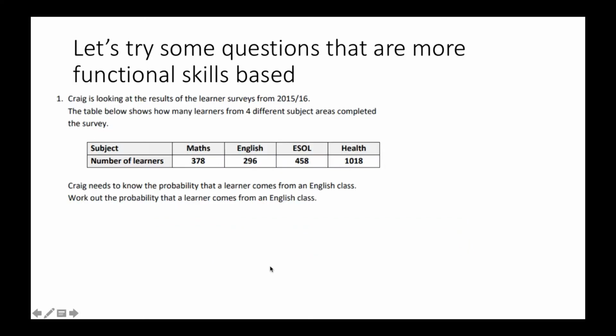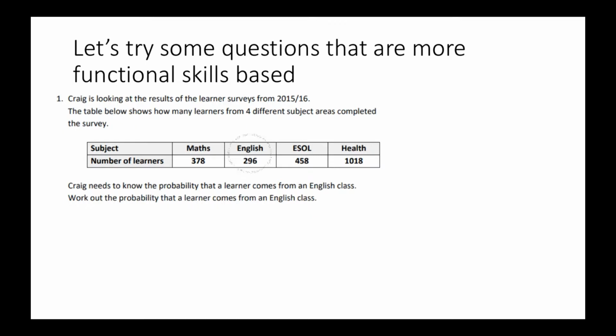Okay, so what we're going to do now is look at some actual functional skills questions. Some of these are from City and Guilds and some are from Edexcel. However, the probability that you need to know is quite similar, so don't worry about that. Craig is looking at the results of the learner surveys from 2015 to 2016. The table below shows how many learners from 4 different subject areas completed the survey. Craig needs to know the probability that a learner comes from an English class. Work out the probability that a learner comes from an English class.